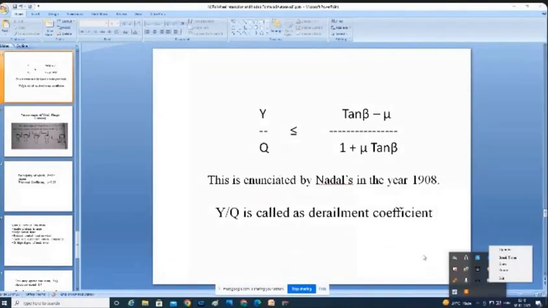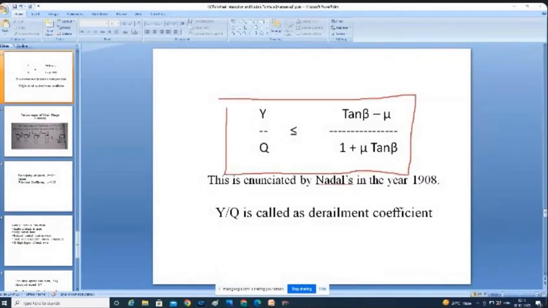Okay, coefficient expression, also known as Nodal's coefficient expression. So this is a final expression. That is Y by Q. What is Y? Y is nothing but lateral flange force, divided by the vertical force. If you see this ratio of lateral flange force upon Q, this is equal to this.